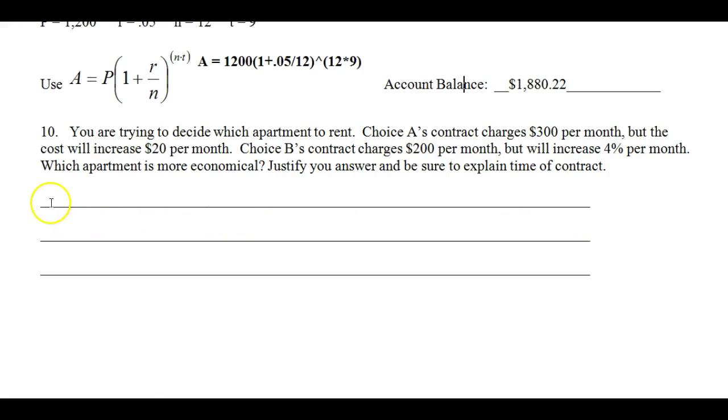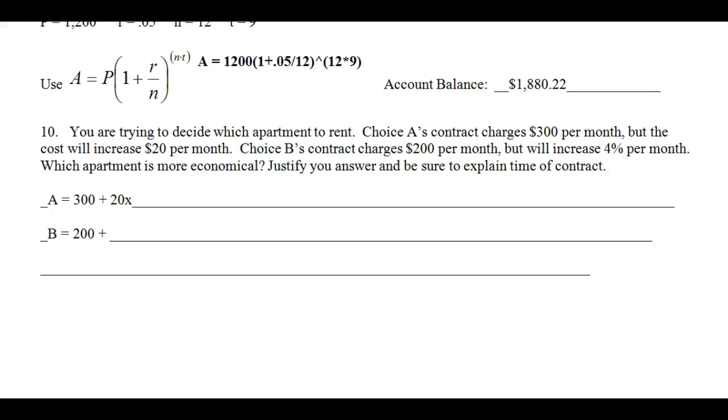Okay, here's your first job. You need to come up with an equation for each of these. So I noticed on choice A, it costs me $300 a month, but it's going to go up $20 every month. So we could call that 20x. Then what's the next equation going to be? Well, the next one only charges you $200, but they're going to increase 4% per month.